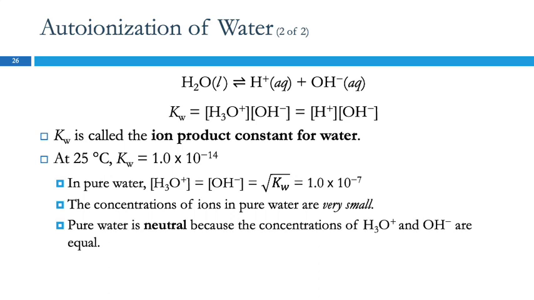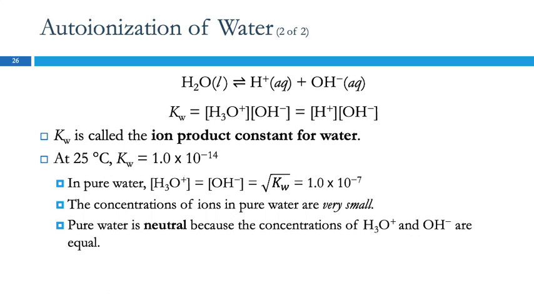So we can write an equilibrium constant expression for these equilibria. This is Kw. It would be hydronium ion concentration times hydroxide ion concentration, or if we're ignoring that extra water molecule, H plus times OH minus. So Kw is called the ion product constant for water. That W there is for water. At 25 degrees, room temperature, Kw is 1 times 10 to the minus 14.